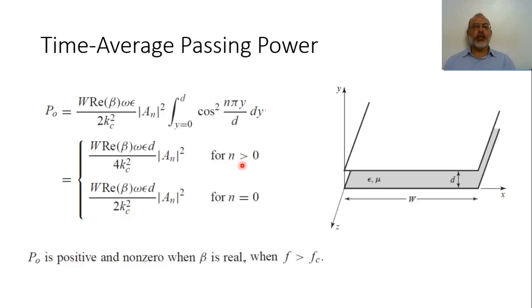So if n is greater than 0, the value of the transmitted power would be w real beta omega epsilon d over 4 kc squared multiplied by the amplitude of Ez, An squared. If n equals 0, it would be the same, but instead of 4, it would be 2. It should be noted that the time average passing power is positive and non-zero when beta is real, and beta is real if the frequency is greater than the cutoff frequency. So, if the frequency is greater than the cutoff frequency, this parallel plate waveguide will transfer power in TM modes. Below the cutoff frequency, it will not transfer power in TM modes.